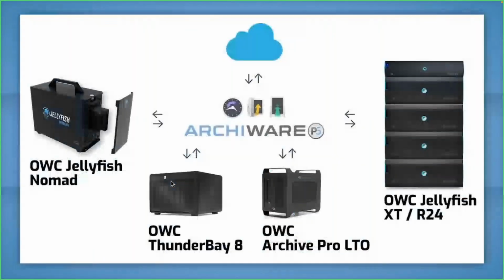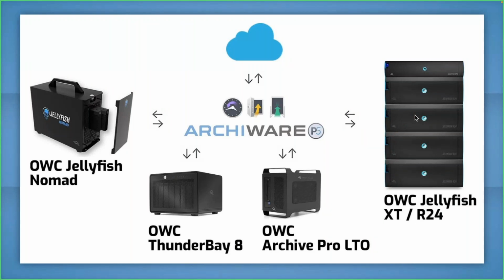Okay. Right, so here's a bit of a workflow diagram that includes some OWC products as well as Jellyfish and Archiware. And so you'll see an XT and an R24, which are our big flagship products on the right-hand side, and a Jellyfish Nomad, which is our smallest product that we make, designed for going on set and being carried around with you. Archiware P5 is kind of like the keystone that will help you do those backup, archive, or synchronized processes between all of these devices.